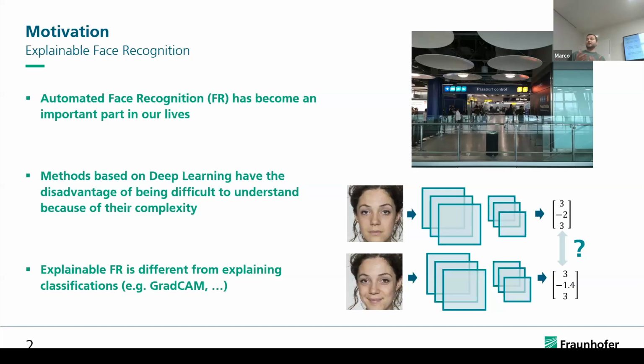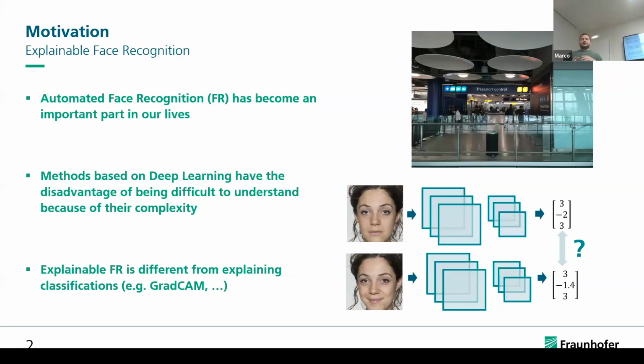data, what's going on. We also have the big problem of bias, where specific ethnicities, specific genders are discriminated against by systems, and we want to better understand why this is the case and find ways to mitigate this bias.